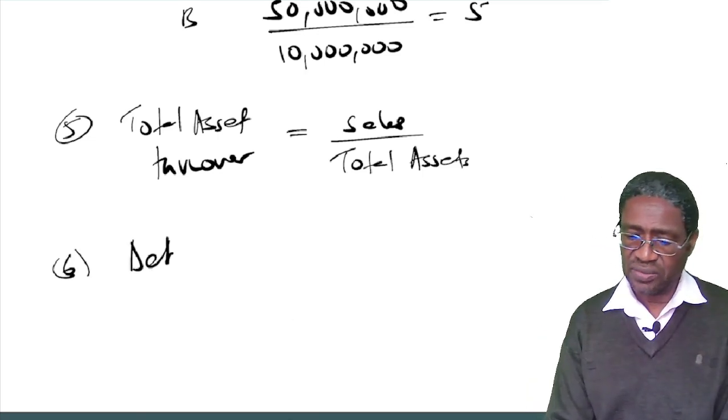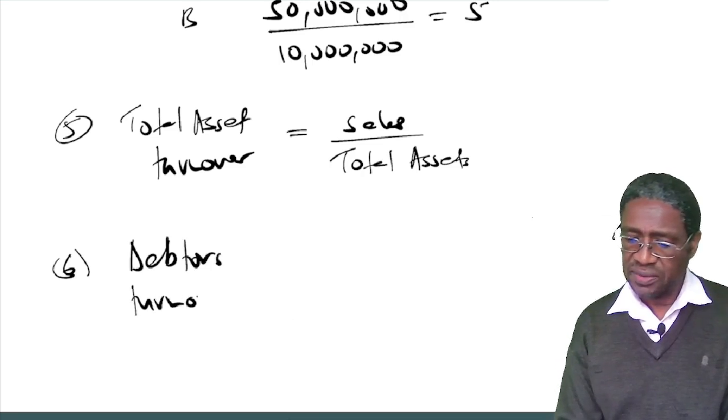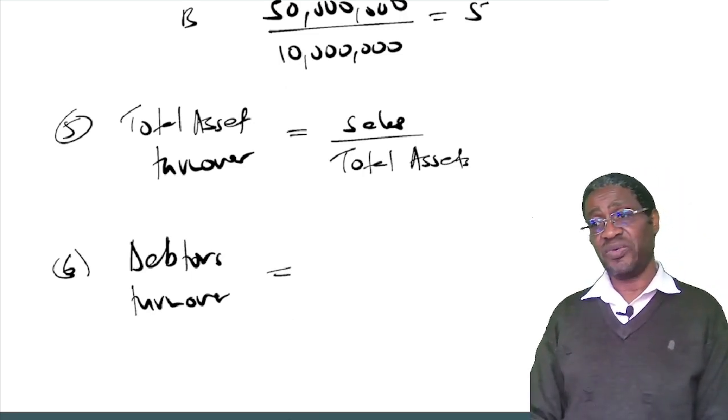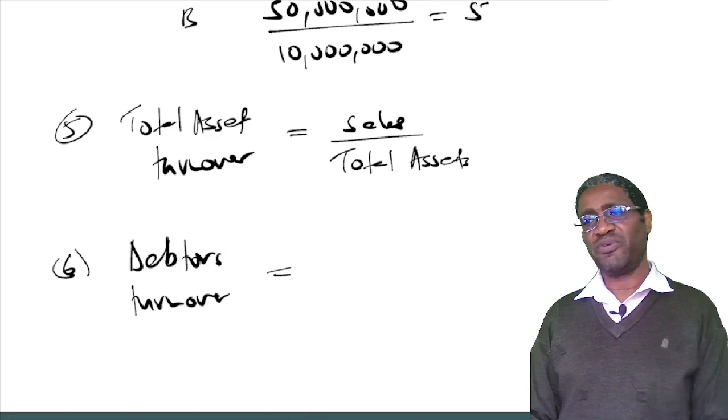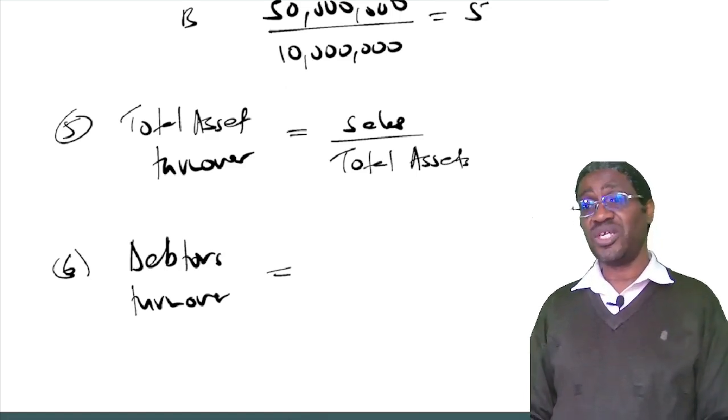Good. Number 6, debtors turnover. What do you think should be the formula now?